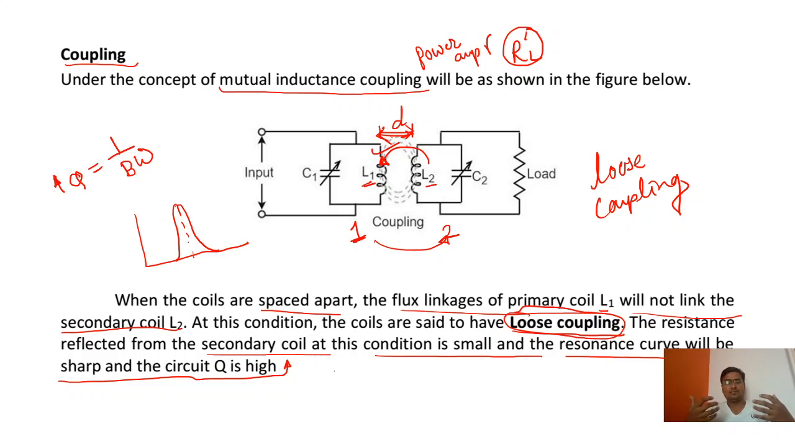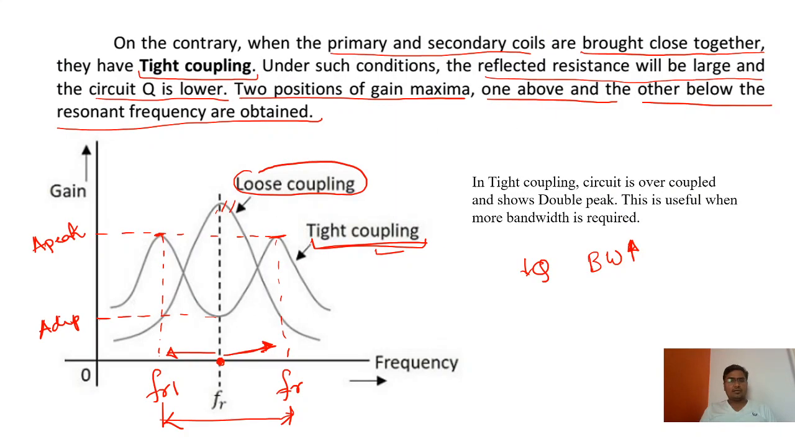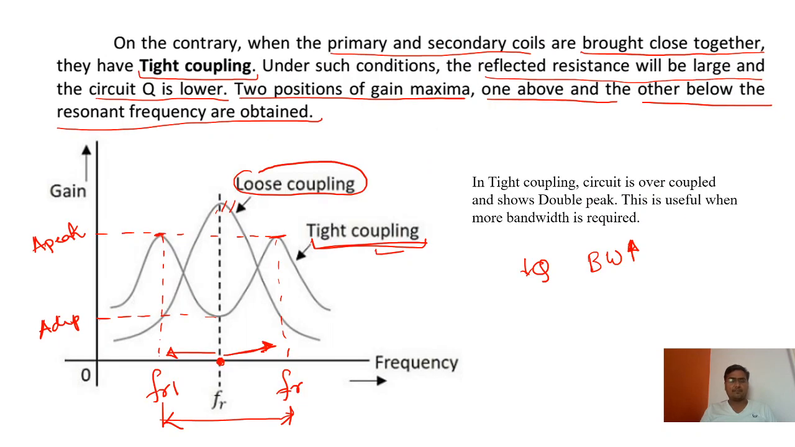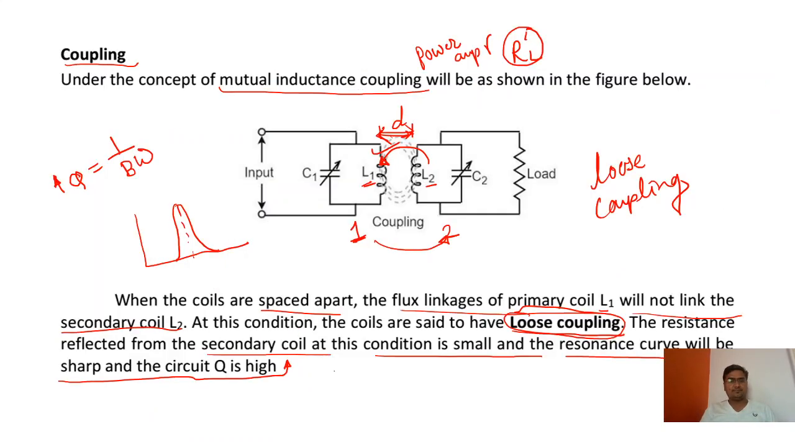If you couple those inductors very tightly, then because of the tight coupling, we can get two resonant frequencies. One peak is beyond the actual resonant frequency, which we call the first peak, and the second peak is less than the actual resonant frequency. So the graph was that.